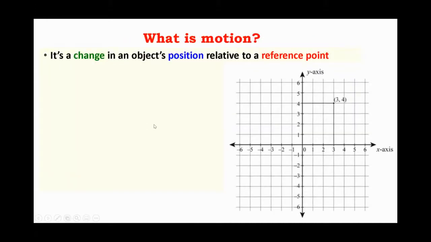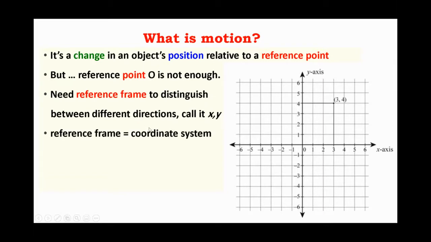So what is a motion? Motion is a change in an object's position. So what is the meaning of a position or location? To locate the position of any object, we need a reference point and a reference frame, which we call the coordinate system.